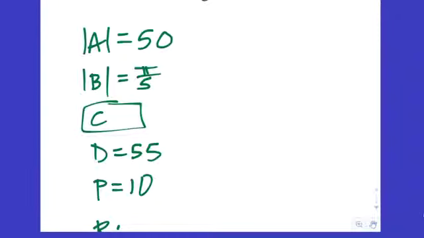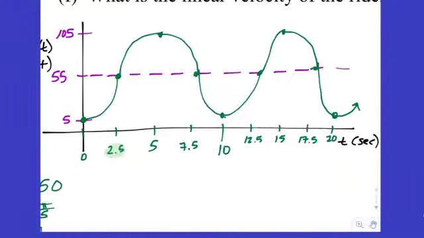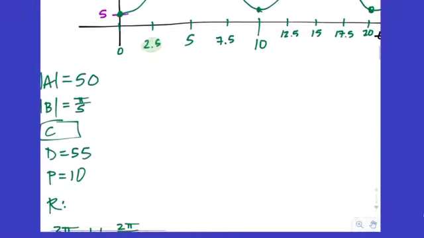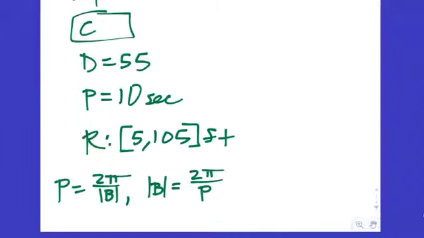Positive 55. All right, now the range is real easy. We could get that actually without the graph because it told us. It's going to be from 5 to 105. So for what it's worth, we'll just go ahead and include it here. Bracket 5 to 105, close bracket. If you want to put feet on the outside, there are units there. Same thing on the period. If you want to put seconds after it, there are units. But this is just us gathering information.